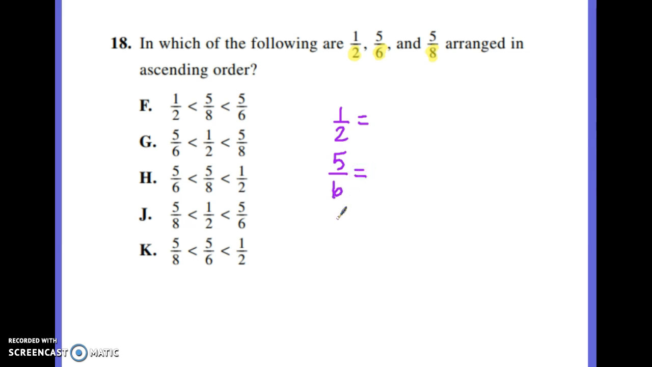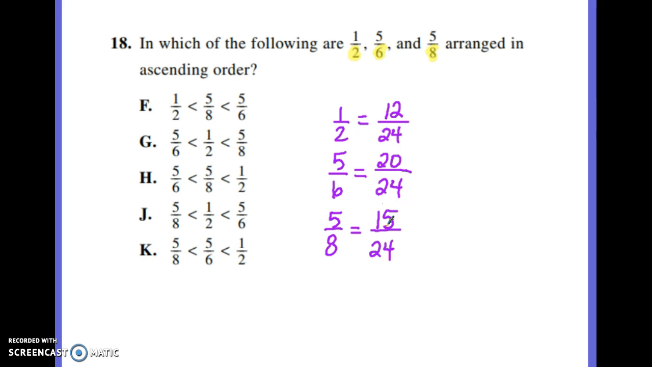So if you're comparing 1/2, 5/6, and 5/8 in terms of 24ths. If you think about 1/2 as a fraction, that's 12/24ths. And the way you can walk through that is 2 goes into 24 12 times, and 12 times 1 is 12. We can use the same process here. 6 goes into 24 4 times. 4 times 5 is 20. 8 goes into 24 3 times. 3 times 5 is 15.